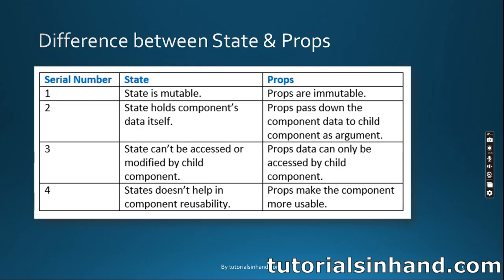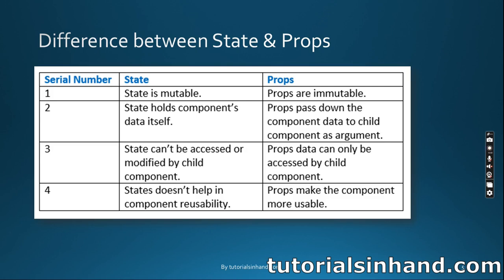So now we are going to understand the differences between state and props. State is mutable, props are immutable. It is a very common thing: state is mutable because when we use useState it returns us a method to update that state variable. But in case of props, there is nothing to update the props value, and you should also never try to update the props. Second, state holds the component's own data, and props pass down the component data to a child component as arguments. We have already seen this.